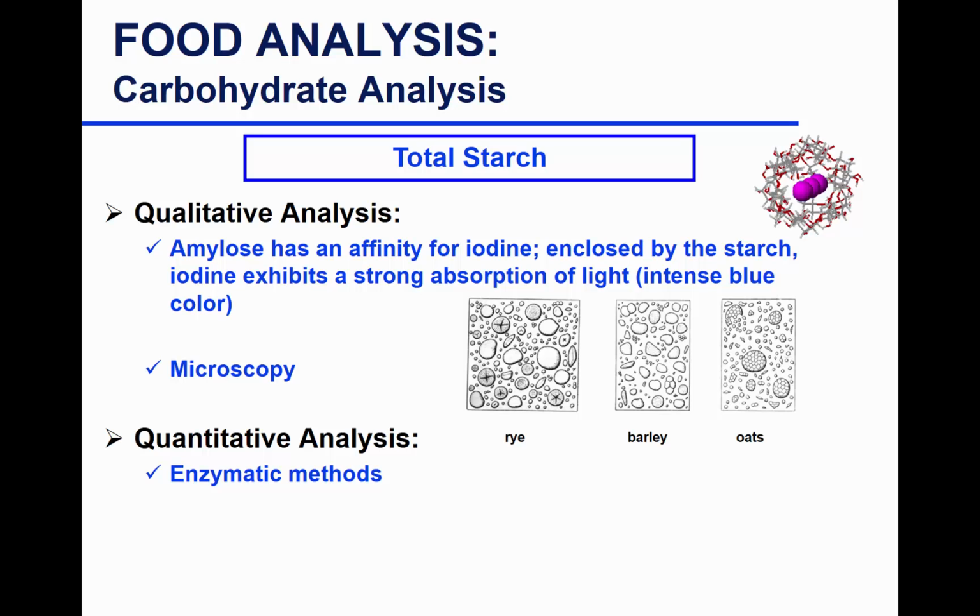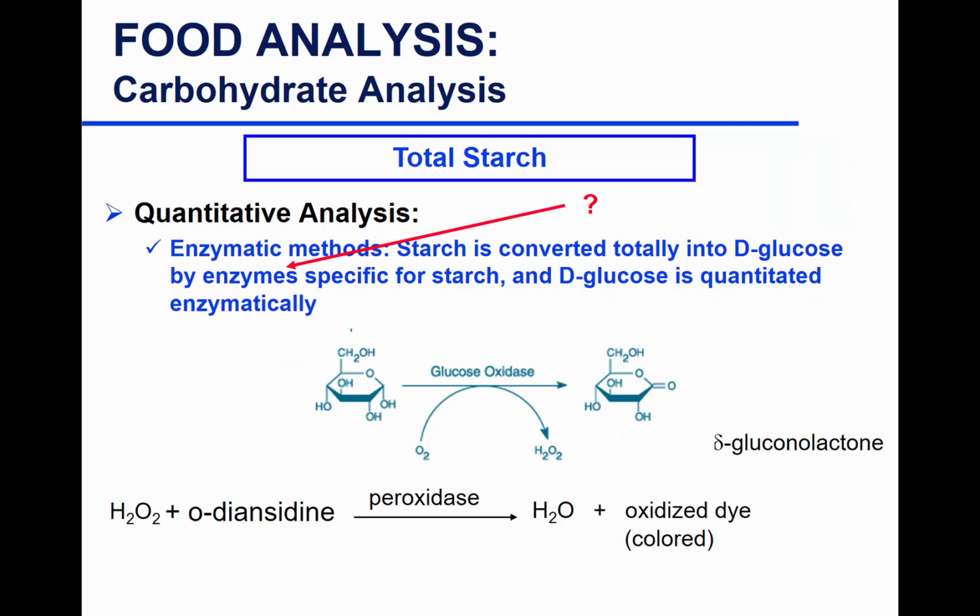For quantitative analysis of total starch, what is most commonly used is an enzymatic method. In our enzymatic methods, using enzymes, starch is converted totally to glucose. From your food chemistry, what enzymes can break up starch? Bill. Amylase. So amylase will break up starch into what kind of molecules?